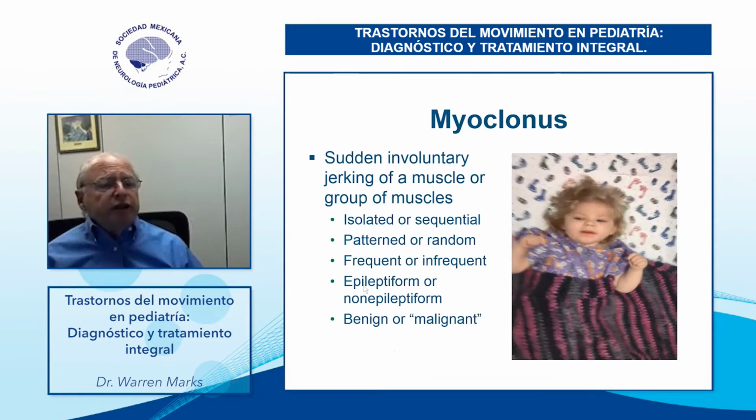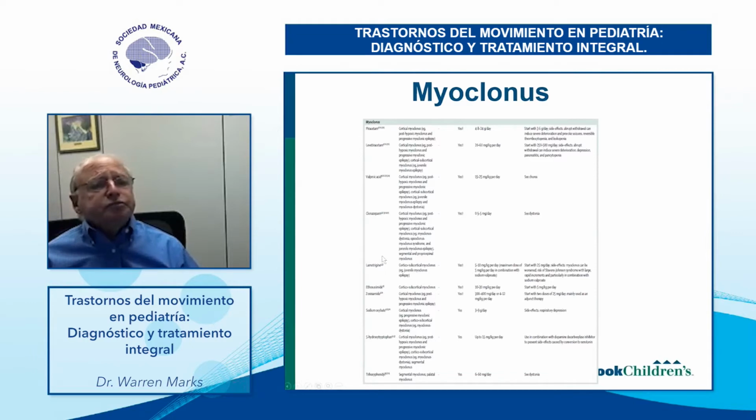Most importantly, it can be epileptiform or non-epileptiform, and that's really important to sort out. And it can be benign or malignant, meaning there are some benign myoclonus syndromes, but clearly there are some progressive myoclonic disorders that are quite problematic. Treatment is primarily with anti-convulsant medications, the anti-seizure medicines.